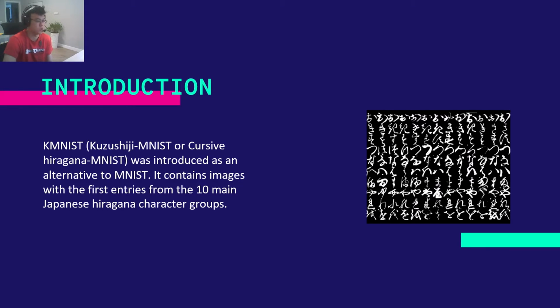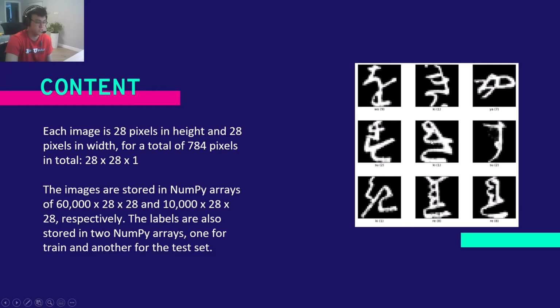Kuzushiji-MNIST, or cursive Hiragana MNIST, was introduced as an alternative to MNIST. It contains images with the first entries from the 10 main Japanese Hiragana character groups. You can see them here. Let's go a little bit deeper for each picture.